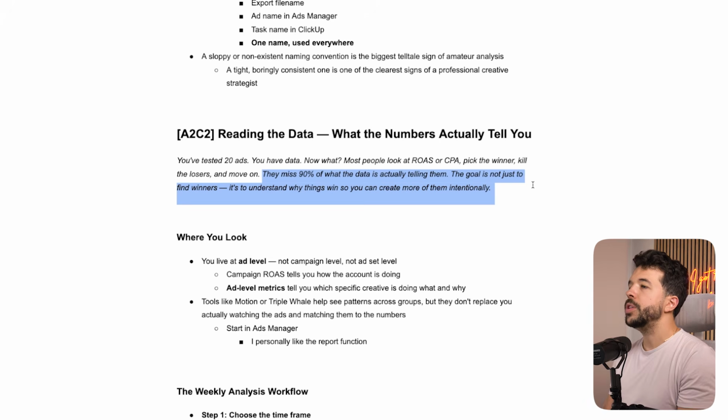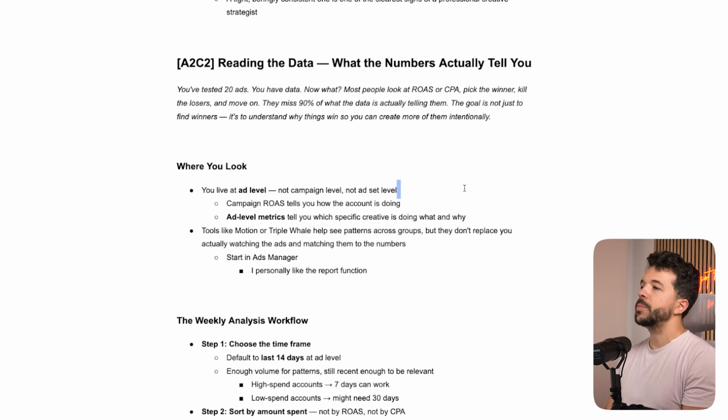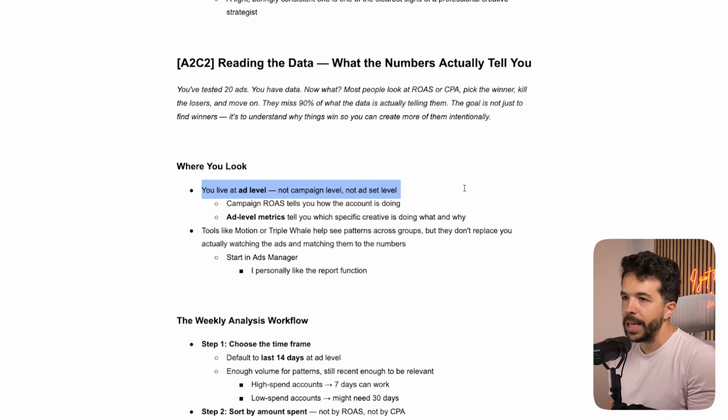So where you look. As a creative strategist, most of the time you look at the ad level. Of course, it's important that you understand how to find your way around the ad account, and that you understand campaigns and ad sets, but the ad level metrics tell you which specific creative is doing what and why. That's where I would focus if I'm a creative strategist.